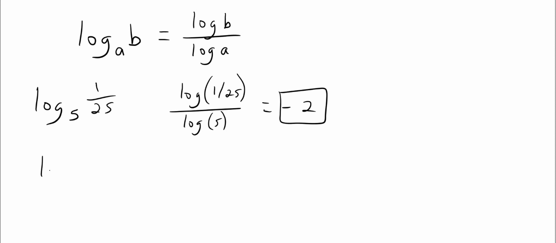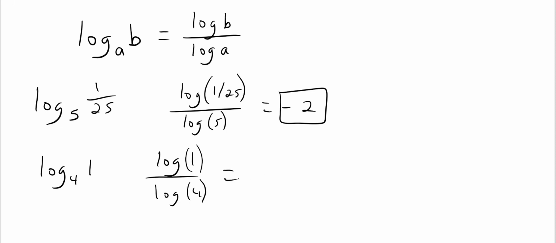Here, log base 4 of 1. So it's going to be log of 1 divided by log of 4, with parentheses. That's all you do, and that actually comes out to be 0. So that's how you deal with these. These are the first 8 problems in your worksheet. Literally, it's just change of base. It's super easy.